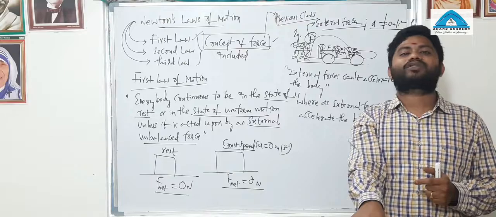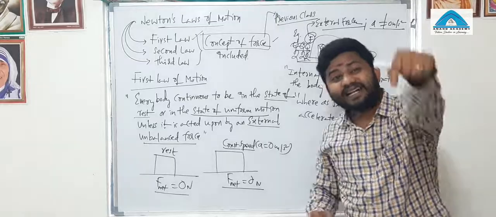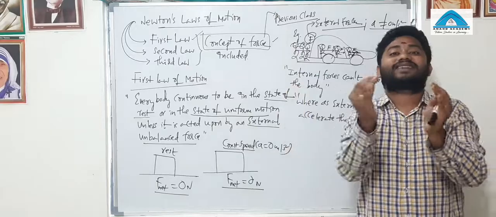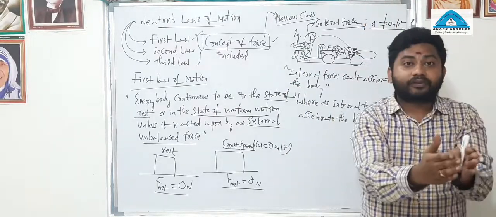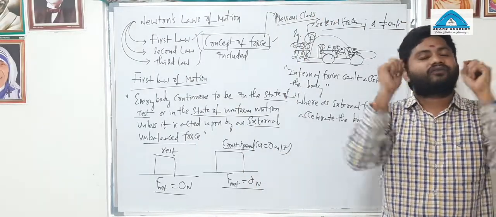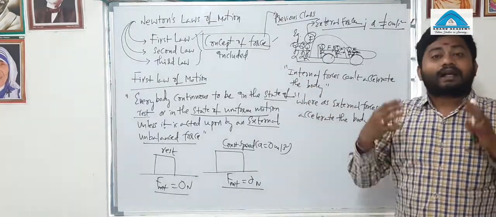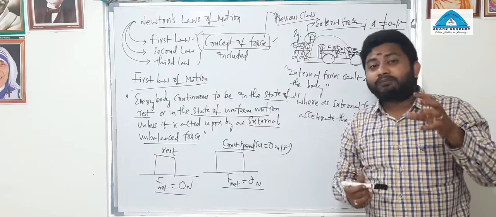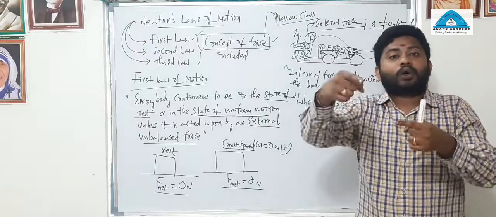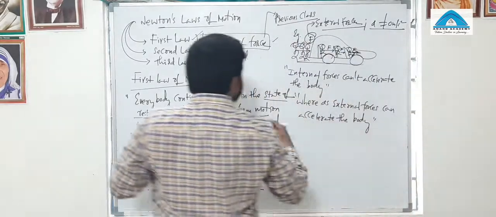An external force is needed to change the state of the body. On their own, bodies cannot change their state, whether from rest to motion or from motion to rest. I hope it's very, very clear to you. This is about Newton's first law of motion. It clearly tells us the requirement of an external unbalanced force, which is required to start a body or to stop a body. Let us take one more example.